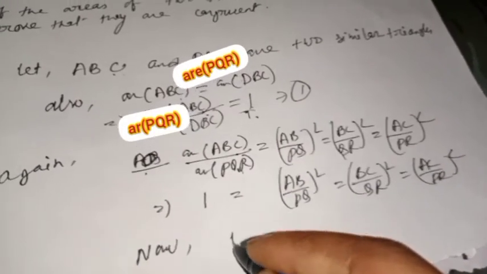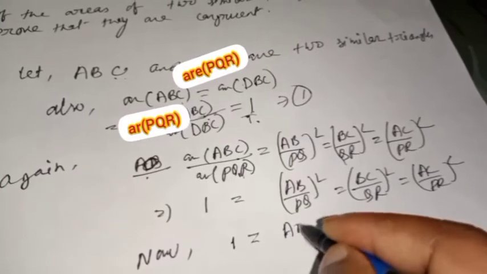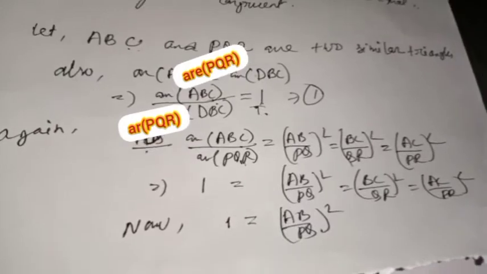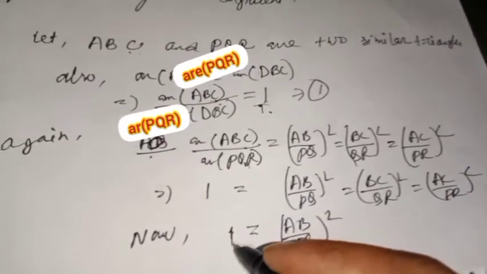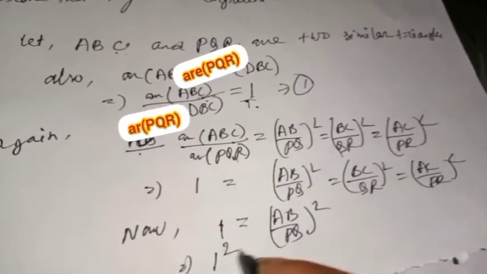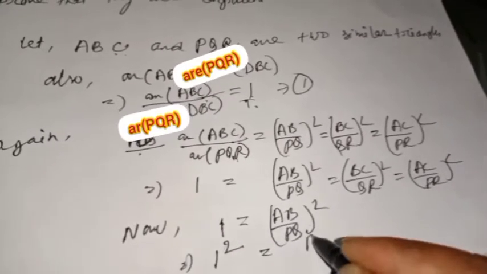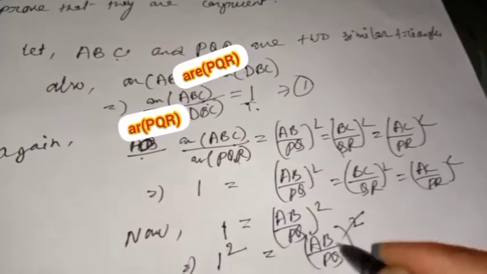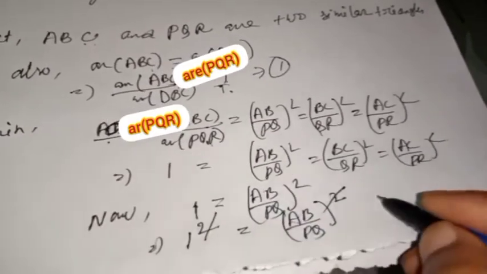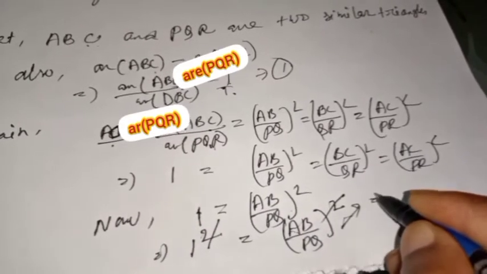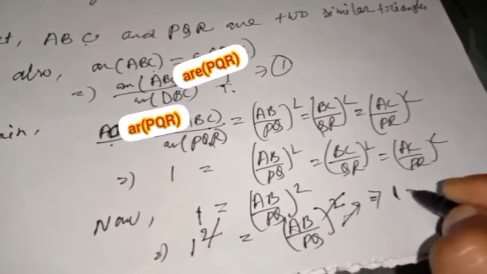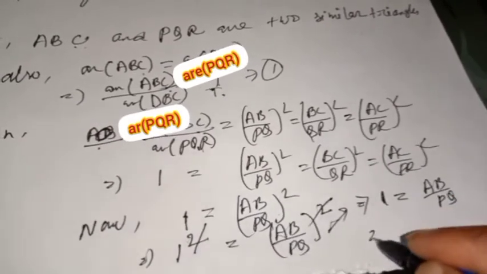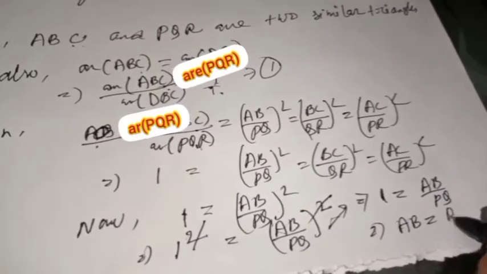Now you can write like that, separately, 1 is equal to AB by PQ whole square. Yes or no? If 1 is equal to AB by PQ whole square, then can you balance it by writing 1 square? Then AB by PQ whole square. Now the square on both sides cancels. And what is left? 1 is equal to AB by PQ. If you cross multiply, you will get AB is equal to PQ.